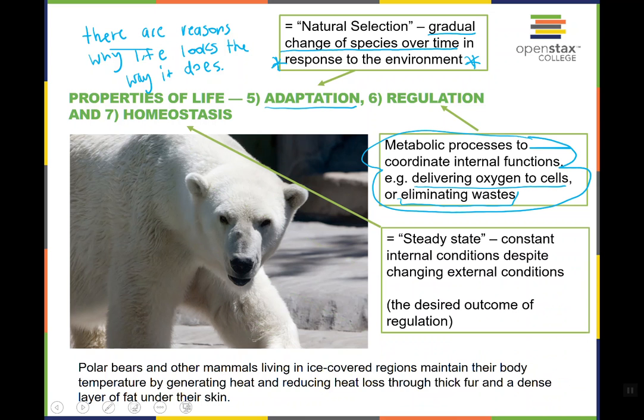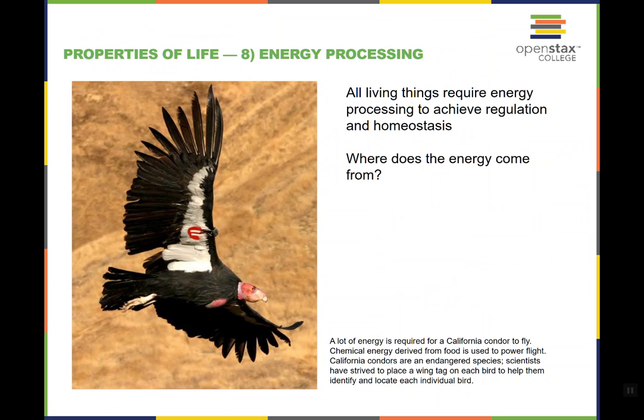Homeostasis means that you maintain relatively constant internal conditions despite changing external conditions. So an example of this is human body temperature should always be at about 37 degrees Celsius, which is 98.6 degrees Fahrenheit. Now, your body temperature will fluctuate over time. So here we have an axis. Let's call this time. And over time, this is going to be a little bit warmer. This is going to be a little bit cooler.